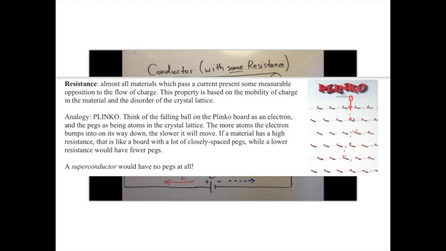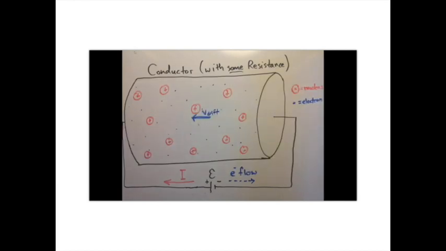I made a little animation so you could see Plinko in action, more like how it would look in a real conductor. There we go. Look at those electrons flying through. If you watch, occasionally one of them is going to hit a nucleus and bounce off, and that slows it down a little bit. Because those nuclei are in the way and not necessarily in a well-organized fashion, the electrons have to slow down, and therefore the drift velocity is small, and so the conductor has some amount of resistance.